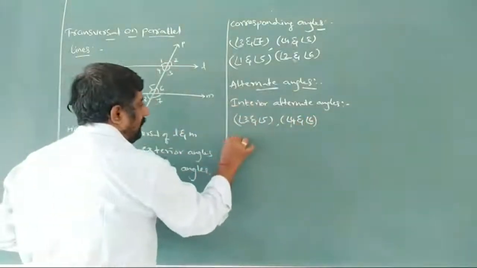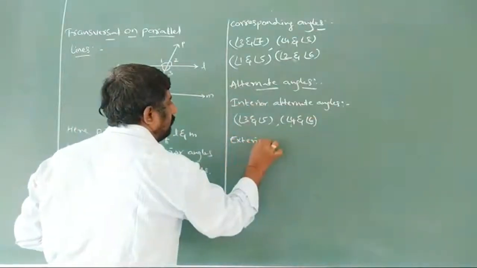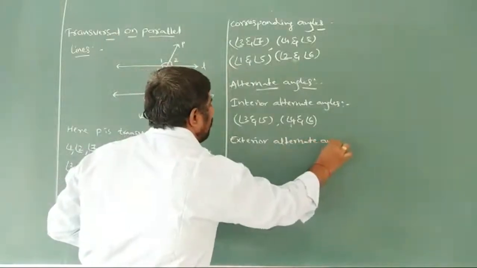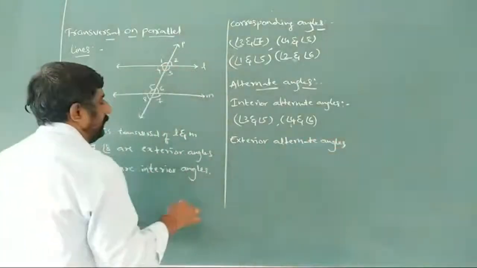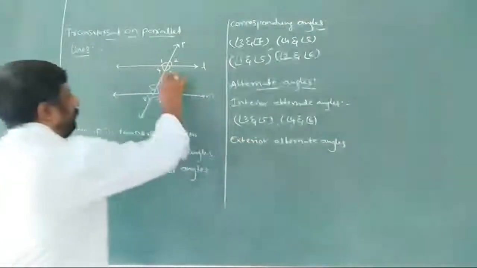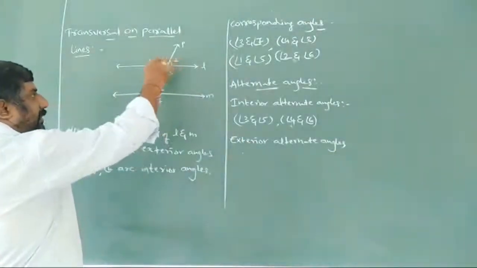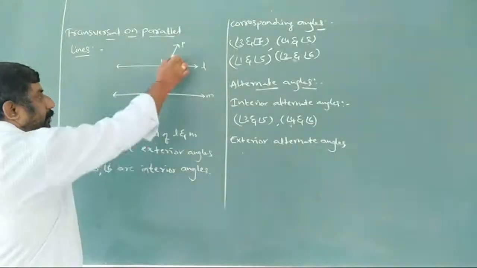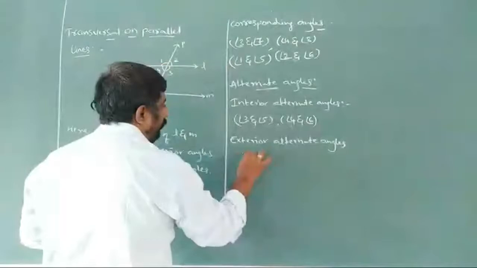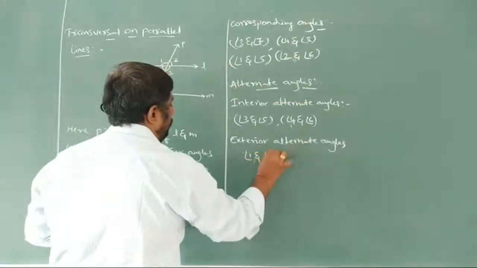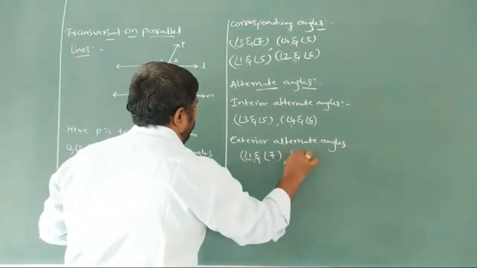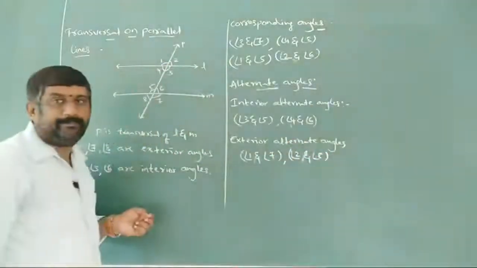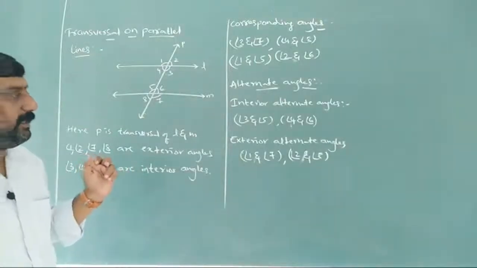Next, exterior alternate angles. 3, 4, 5, 6 are completed. Now exterior 1 and 2, 7 and 8 we have here. For 1 the opposite side is 7, for 2 the opposite side is 8. So 1 and 7, 2 and 8 are exterior alternate angles.